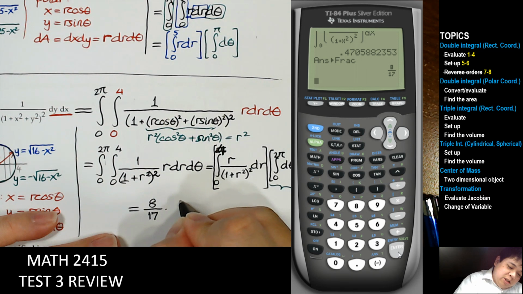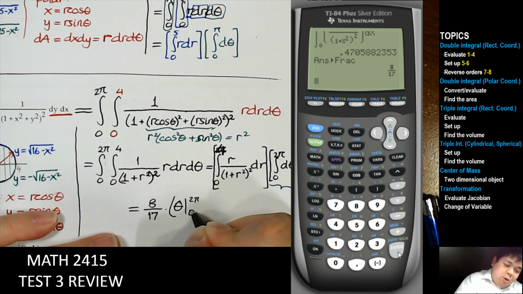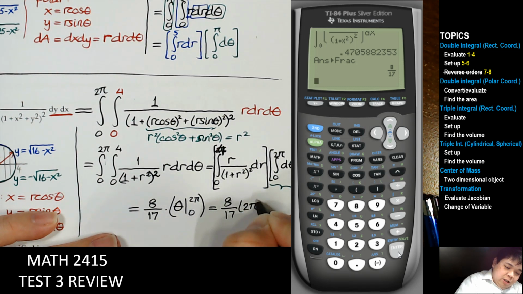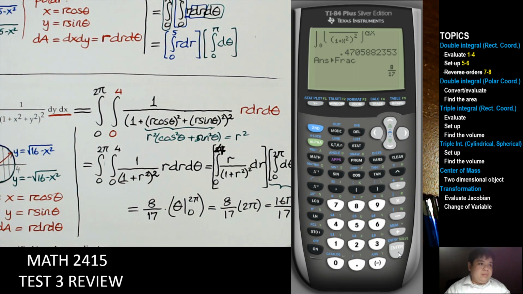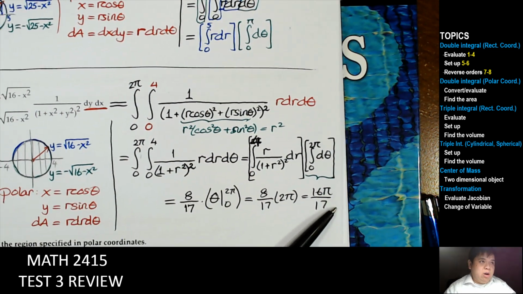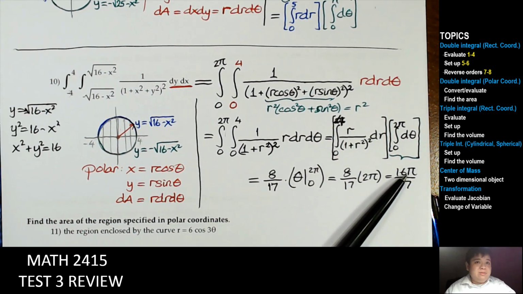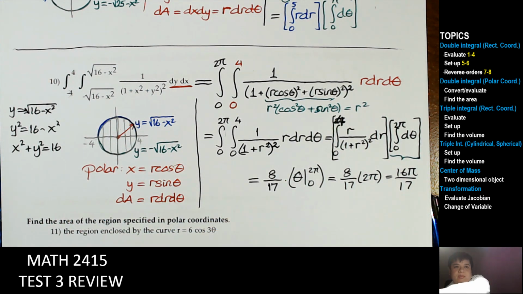And then for this, we just have theta from 0 to 2 pi. Put in 2 pi, put in 0, so that's just 2 pi. So we have 8 over 17 times 2 pi, or 16 pi over 17. Right. Of course, we can use substitution, but I run out of space.